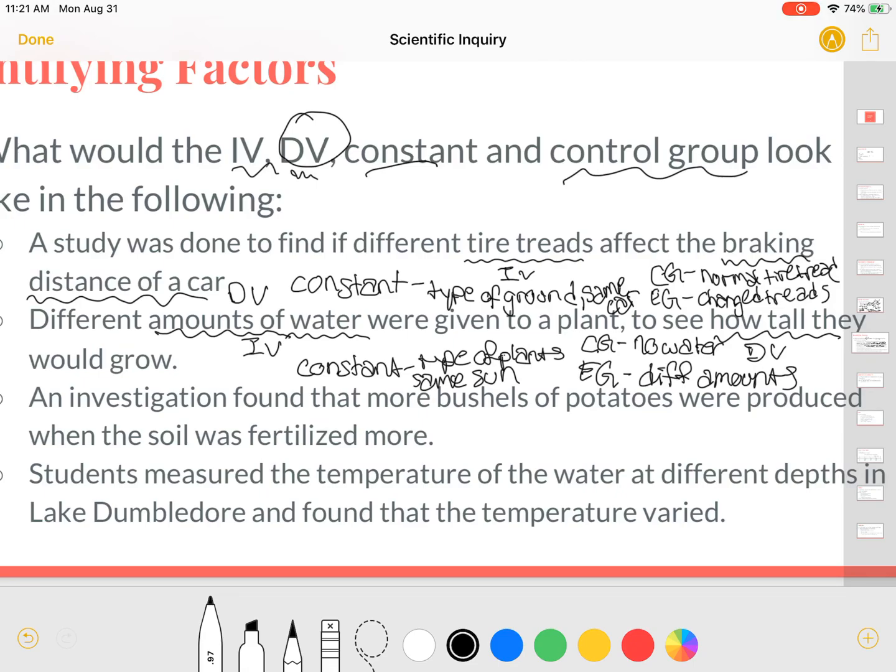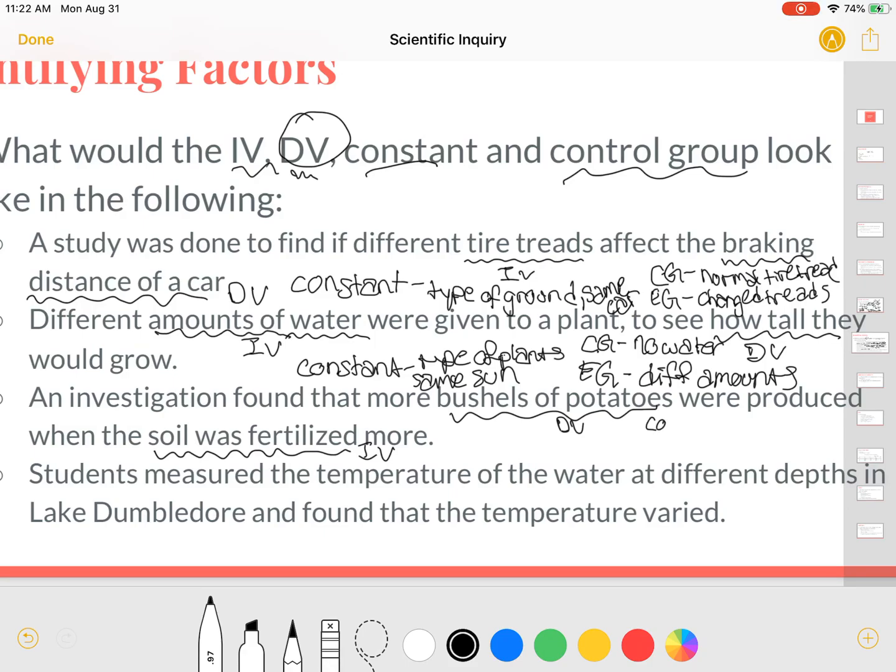But I can control the amount of fertilized soil. So that's going to make the fertilization of soil our independent variable, because I can control that. The amount of potatoes growing, that's our dependent. That's what we're actually getting our results for. So that's going to be our dependent variable.